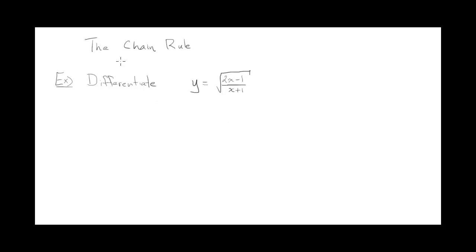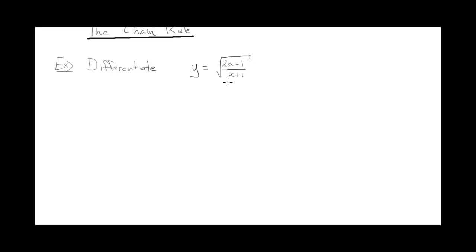Okay, in this video we're going to look at a couple examples involving the chain rule. So here's a function, y equals a square root function with a quotient inside. That's a composite function because your inside function is a quotient and your outside function is a root.